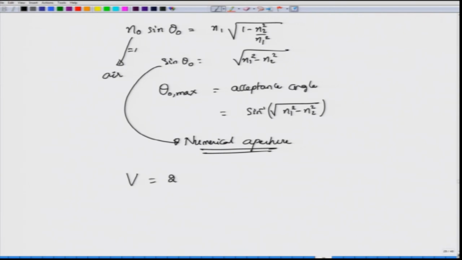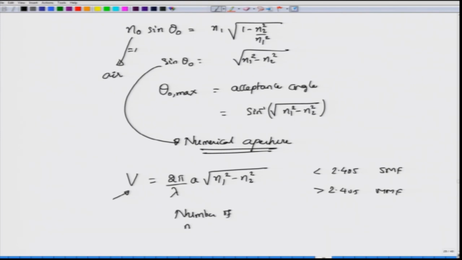So, we know that the V parameter is given by 2 pi by lambda times a times square root of n1 square minus n2 square, and we have said that if this is less than 2.405 you have a single mode fiber, if it is greater than 2.405 then you have a multimode fiber. If you know the V number of a given fiber, then approximately the number of modes that the fiber supports is given by V square by 2. So, when you have a V value of say about 10, then the number of modes that you can support is about 50, which is very large.